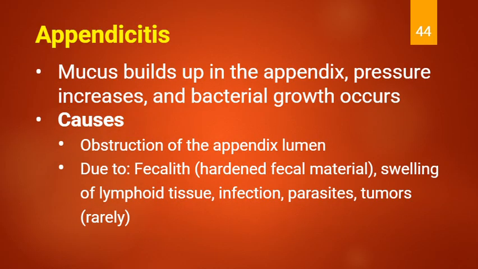The most common cause of appendicitis is obstruction of the appendix lumen, which is the internal opening of the appendix. This blockage may be caused by fecal material called a fecalith, swelling of lymphoid tissue during infection, parasites, or in rare cases, tumors. When the appendix becomes blocked, mucus continues to accumulate inside the organ, increasing pressure. This pressure reduces blood circulation and promotes bacterial growth, causing the appendix to become swollen and filled with pus. If the pressure continues to increase, the appendix may rupture, releasing bacteria into the abdominal cavity.